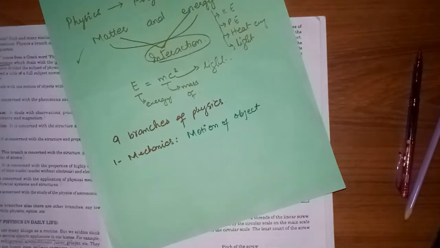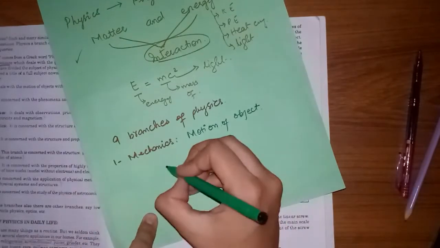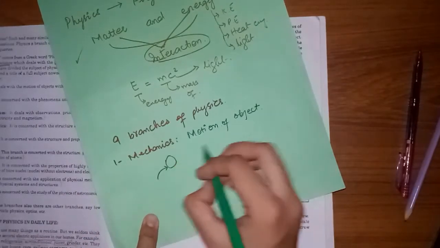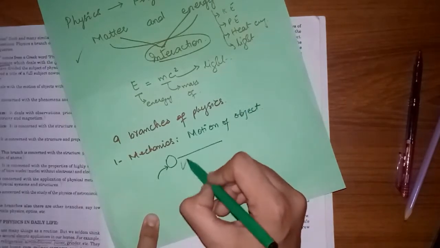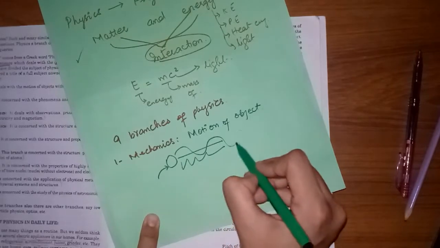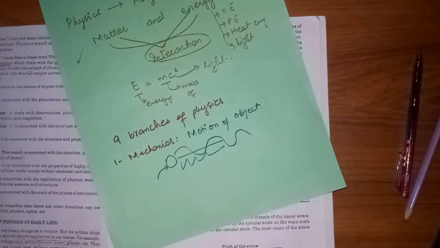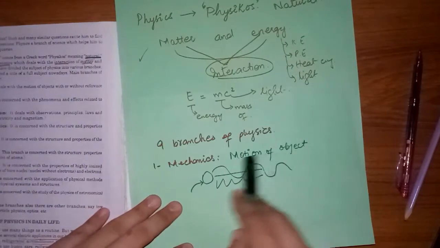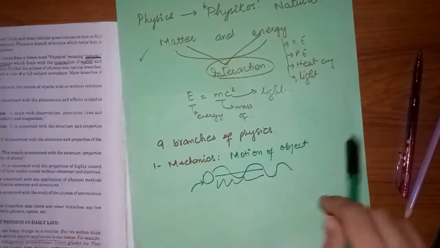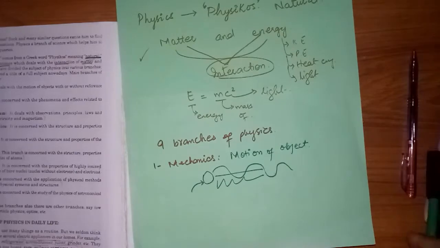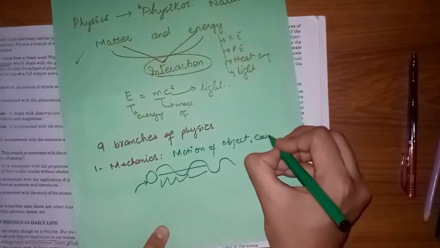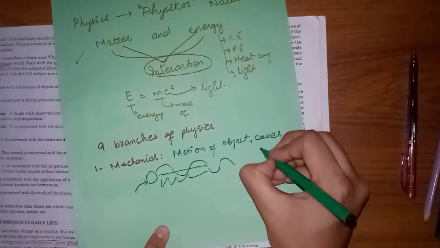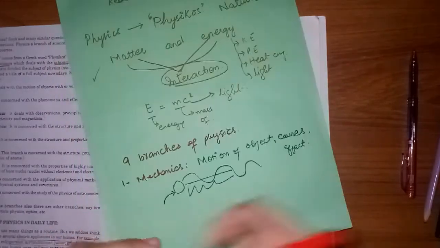The common example of it is, if I kick a football, you can say whether it would go straight, whether it would go zigzag, or whether it would swing around. So mechanics is basically the study of motion of objects, and one more thing, the causes of the motion and its effect. What would be the effect of it?